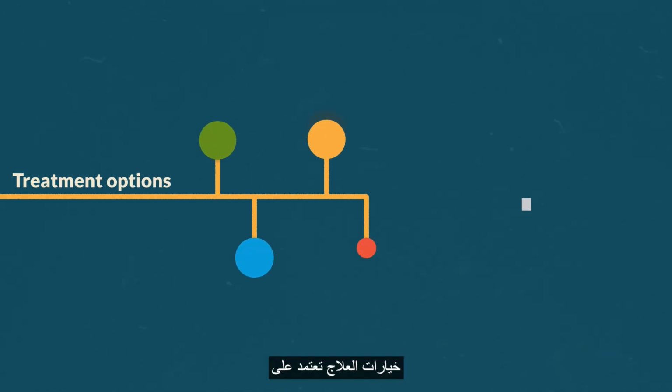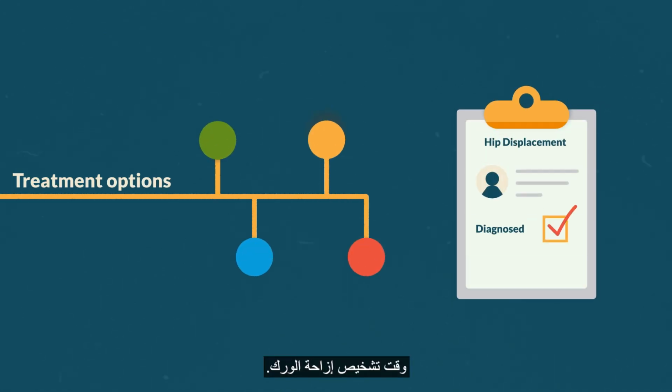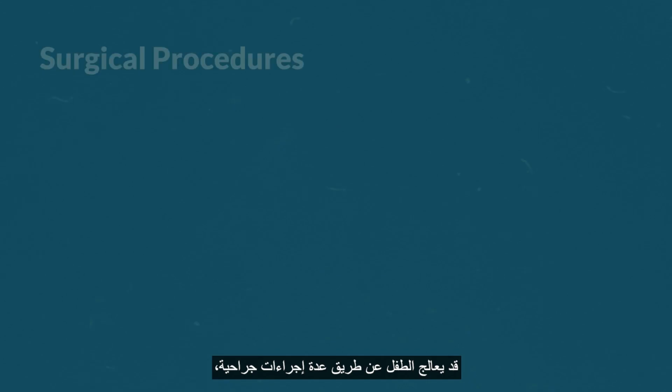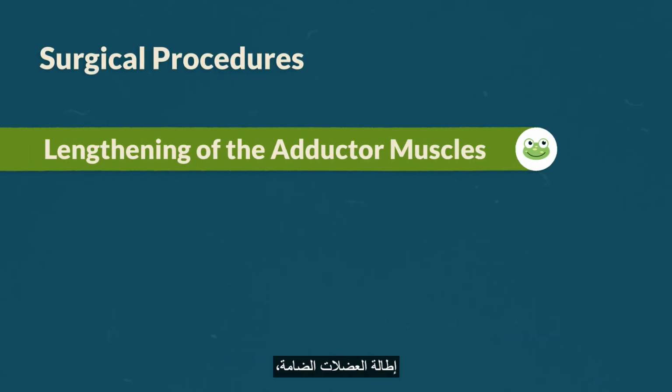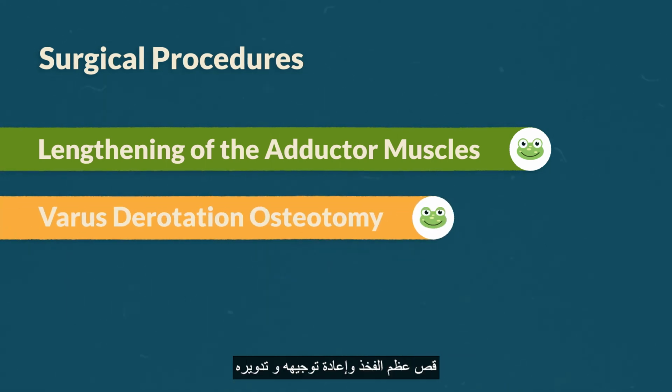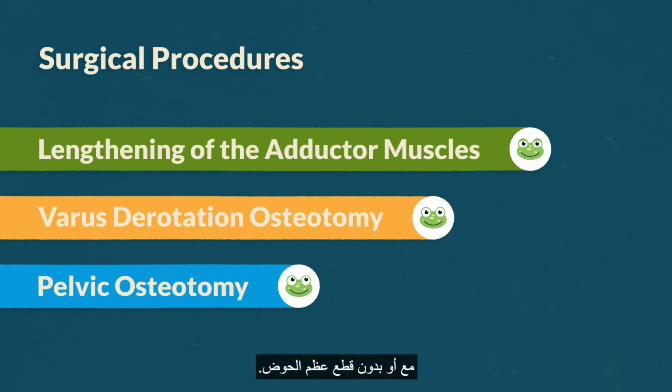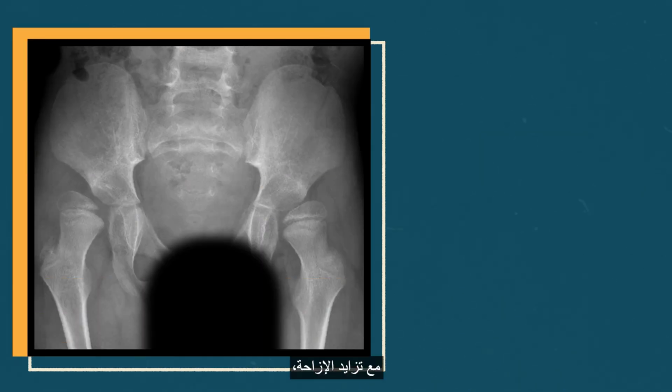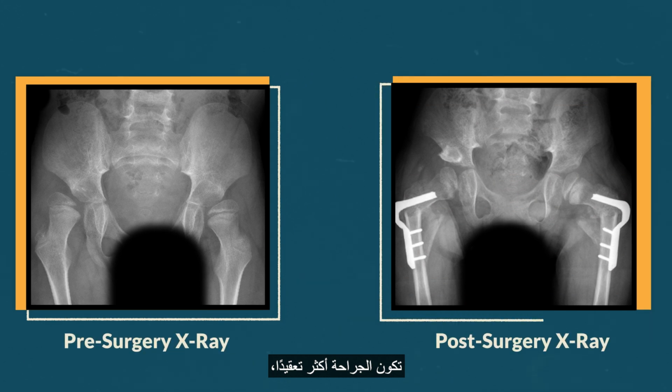Treatment options depend on when hip displacement is diagnosed. The child may be treated with various surgical procedures, including lengthening of the adductor muscles, or varus derotation osteotomy, with or without pelvic osteotomy. With increasing displacement, surgery is more complex, and the chances of complications increase.